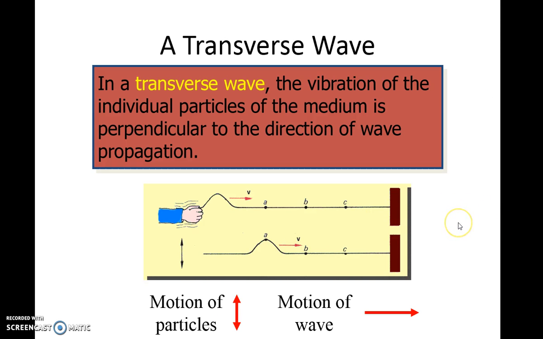So we have transverse waves. The vibration of the individual particles of the medium is perpendicular to the direction of wave propagation. So we have the motion of the wave going towards this block on the end, and if you see the hand, it's going up and down, so it's creating waves, a wave up top, and underneath, going up and down towards there. So it is perpendicular to the direction of the motion of the wave.